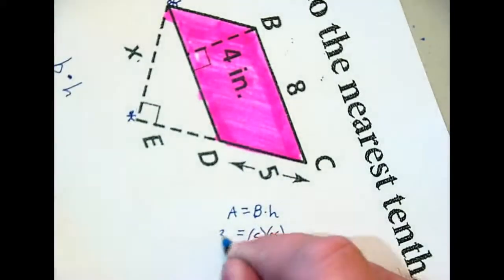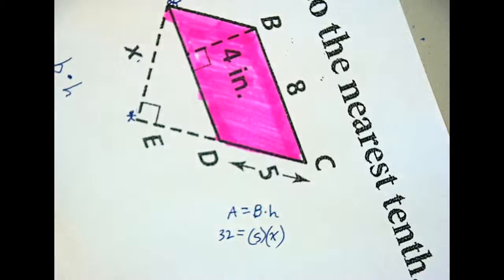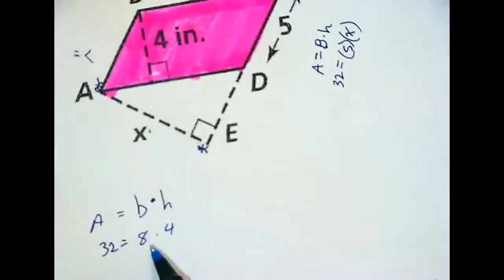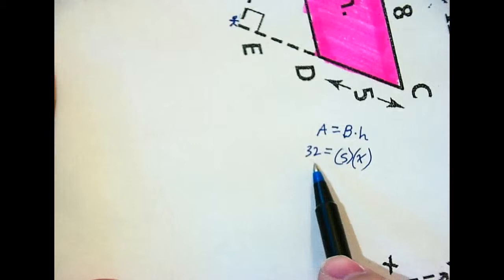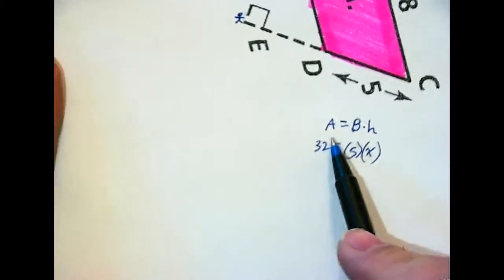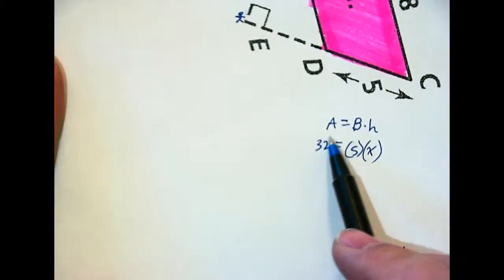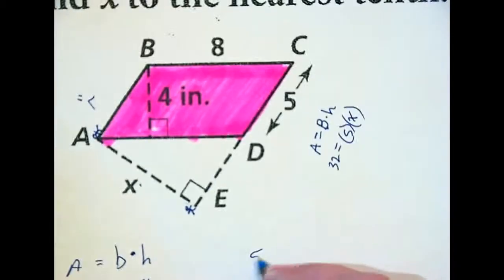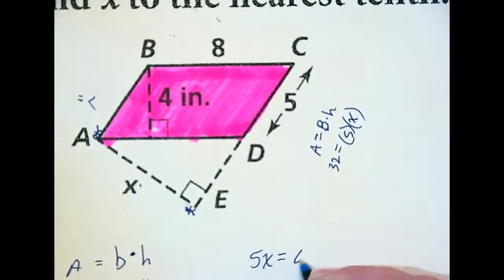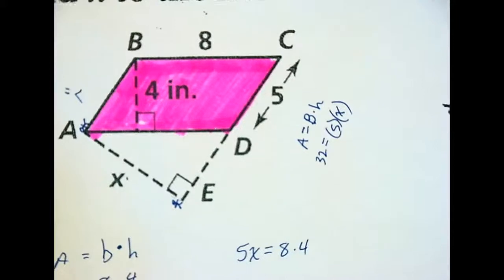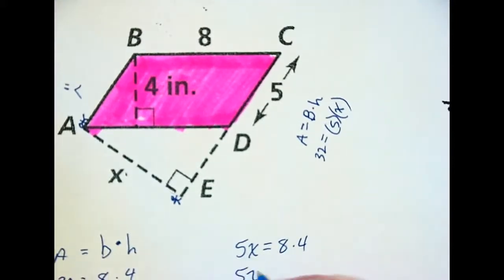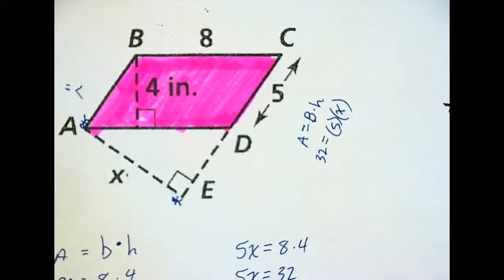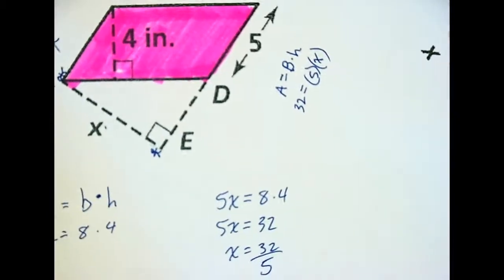32. So the area is 32. Right? How do we know that? Because we figured it out right here. So really what we're saying is 5 times x equals 32. How did we get the 32 again? What did we multiply? Base times height, which was 8 times 4. So really we can say 5 times x equals 8 times 4. Everyone see that? So 5x equals 32, or x equals 32 fifths, or 6.4.